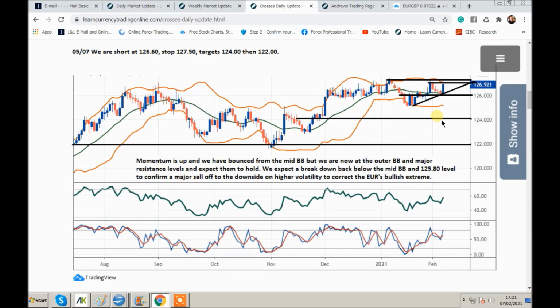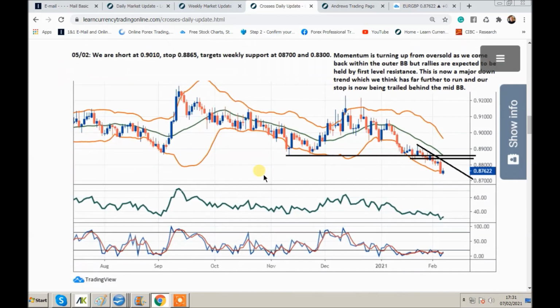The dollar rallies, the yen will as well. So we see how this pair goes. In terms of experience, it has done what we wanted it to.